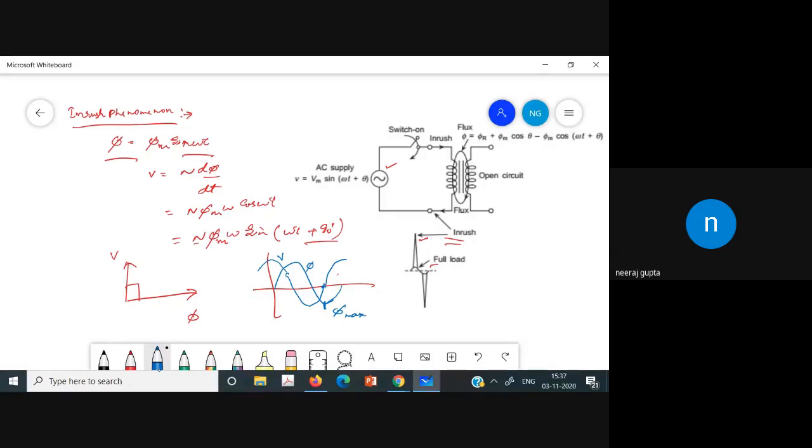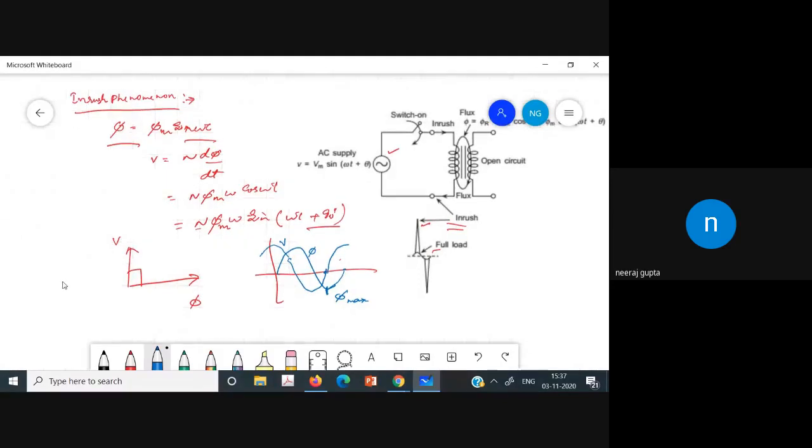We conclude that in the time equals T by 2, let us suppose that the whole time period is T. Or what we can do is draw the flux and the voltage waveforms in such a way that they can be analyzed more correctly.